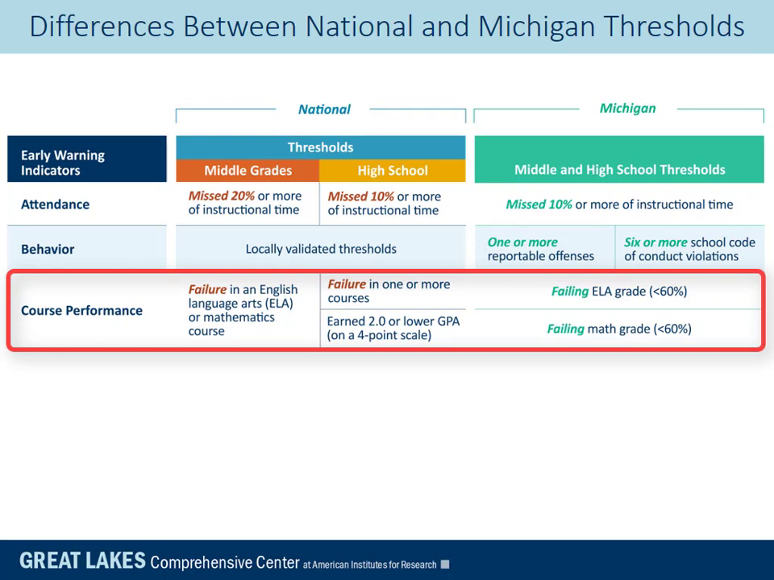The national and Michigan thresholds also differ when it comes to course performance. In the Michigan Data Tool, high school students are only flagged for course performance if they have either a failing English language arts or math grade. But the national high school threshold for course performance flags students who are failing any core course: English language arts, math, science, or history. This means that the Michigan Data Tool may under-identify students for course performance because it doesn't take into account students' science and history grades.